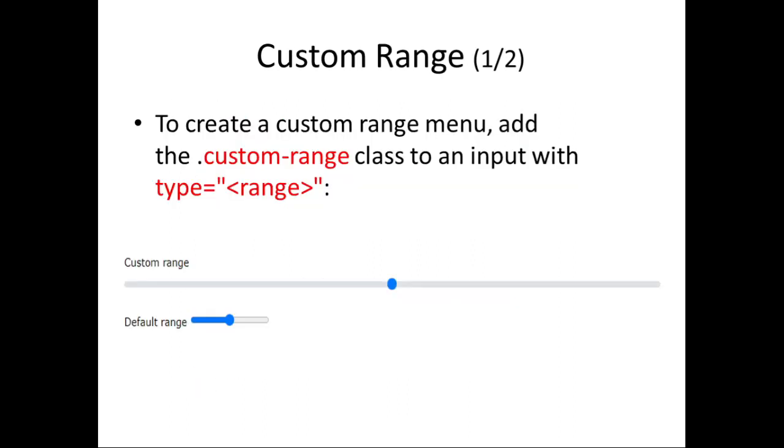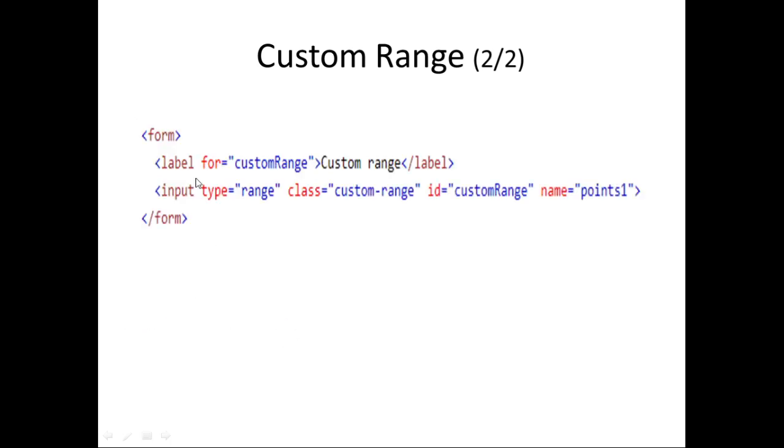Custom range. To create a custom range menu, add the custom range class to an input with type equals range. So custom range will appear something like this, and by default it is something like this. The default one is sometimes dependent on your browser. So we have your label for custom range, which matches the ID. Input type equals range. Class equals custom range. So you just add the class equals custom range. Then ID, then name. We can also specify the minimum and the maximum value. So min equals the minimum value and max equals the maximum value.